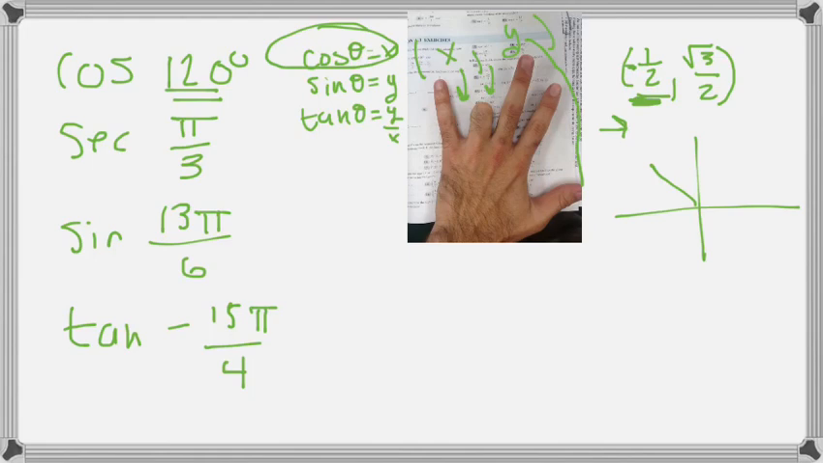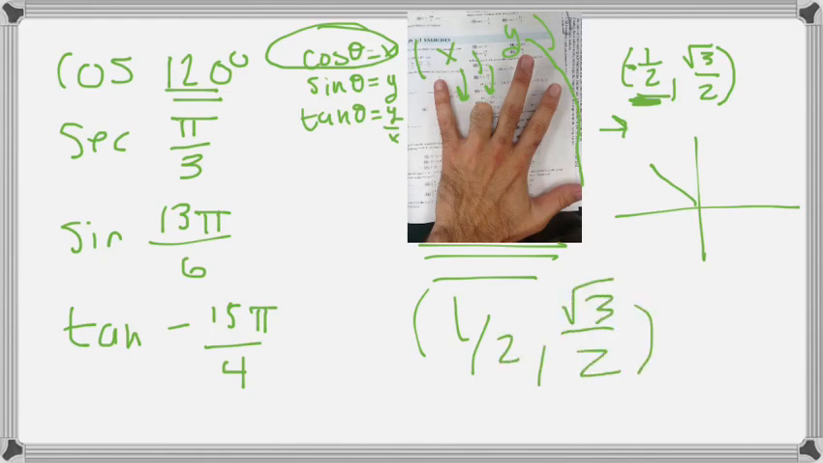Where's pi over 3? Hey, listen. What degree is it? It's 60. So we can actually use the same picture we have up here. Except this time, pi over 3 is in which quadrant? It's the first quadrant. So it's going to get 1/2, square root of 3 over 2. So what is the secant? Isn't it the cosine flipped over? So what's the reciprocal for cosine? It would be equal to 2. Good. All right, sine of, listen, 13 pi over 6.